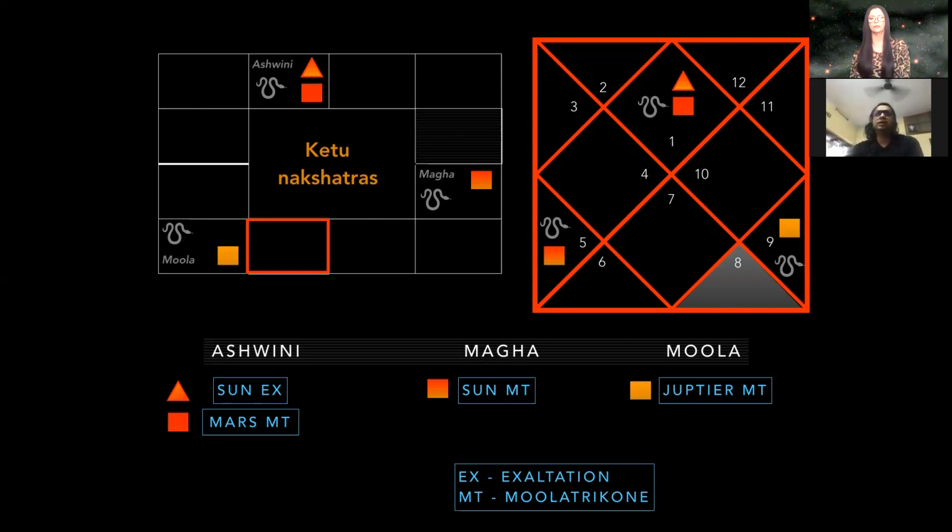So the planet feels very comfortable in the Mool Trikon sign. So there are very fiery planets. Sun and Mars are very fiery, and of course Ketu is a very fiery planet also. So a lot of fiery planets are very strong in Ketu nakshatra also. So it's something interesting just to be aware about.